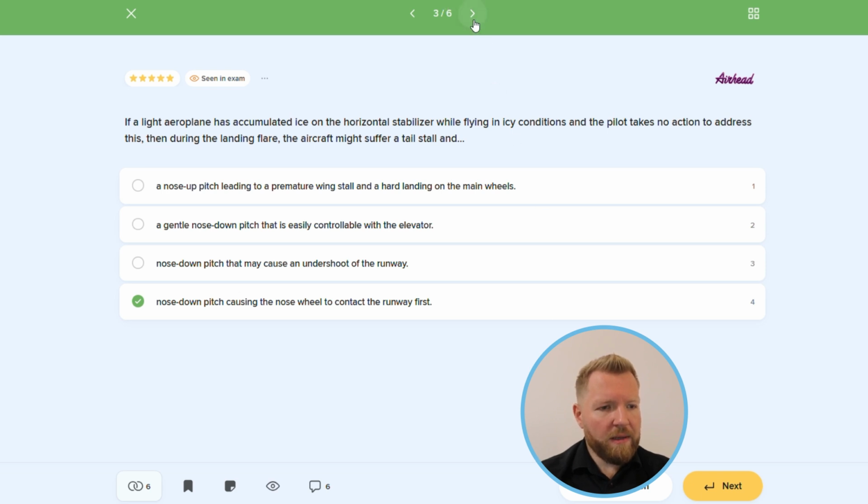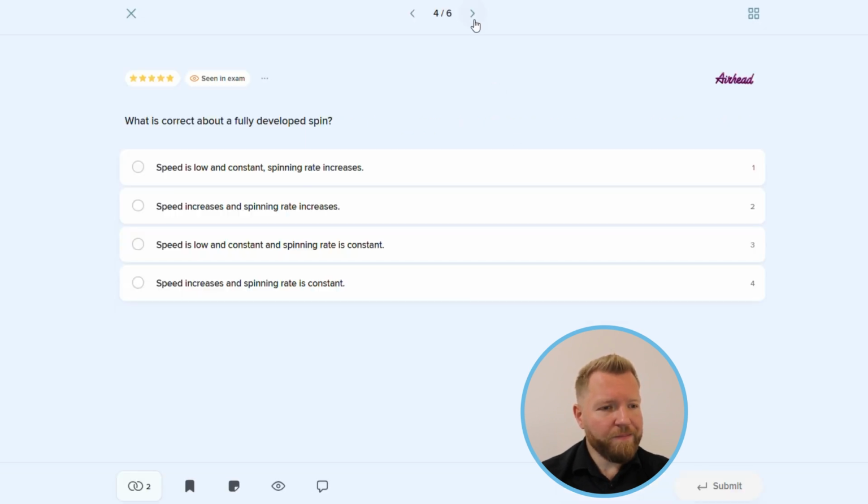And that was correct. Question number 4. What is correct about a fully developed spin? Speed is slow and constant, spinning rate increases. Speed increases, and spinning rate increases. Speed is slow and constant, and spinning rate is constant. Speed increases and spinning rate is constant.